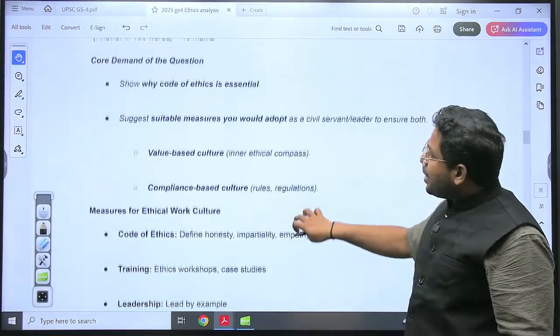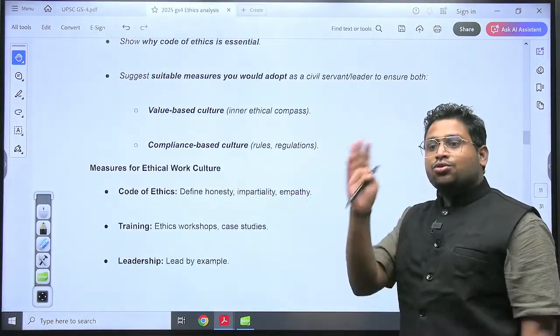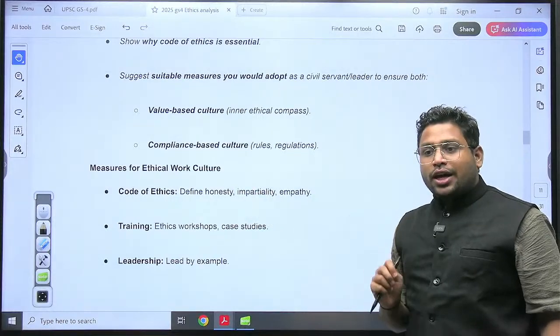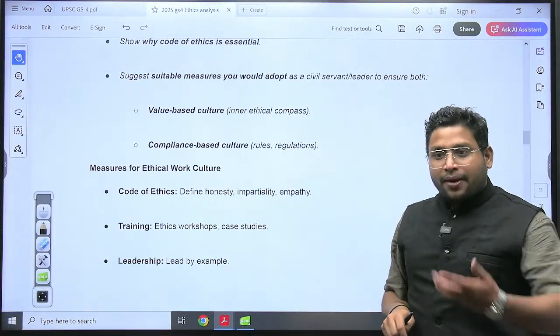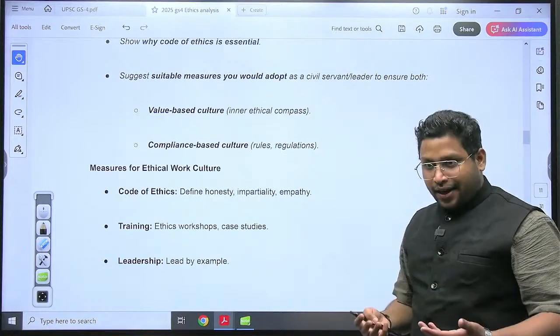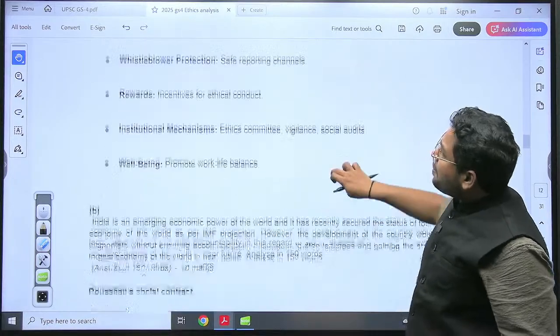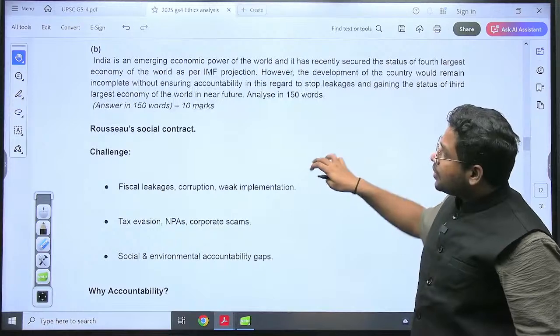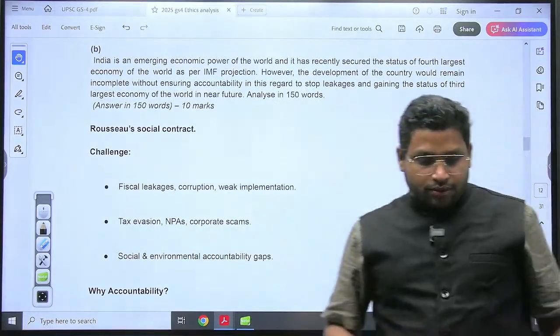Leadership, we can set an example by adhering to the code of ethics. They're supposed to come on time, so the leader comes first on time, and everyone will automatically come, right? So these are the examples expected in this. Now, next.